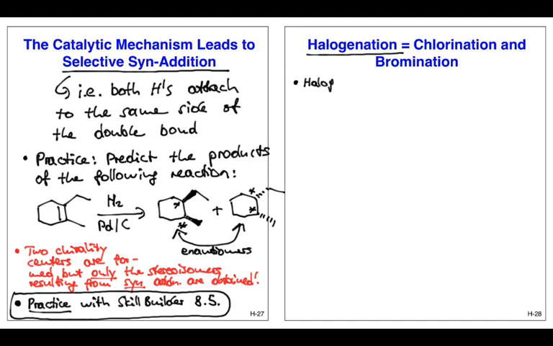So, halogenation, again, that means addition of two halogen atoms across the carbon-carbon double bond. And, okay, I'll give you some time to write it. Sorry.